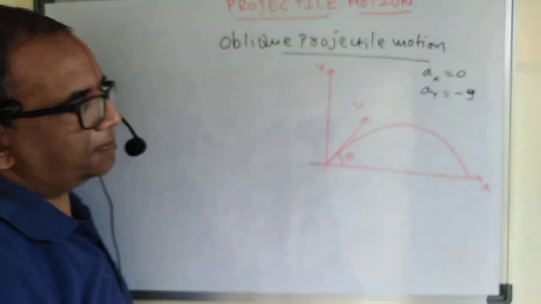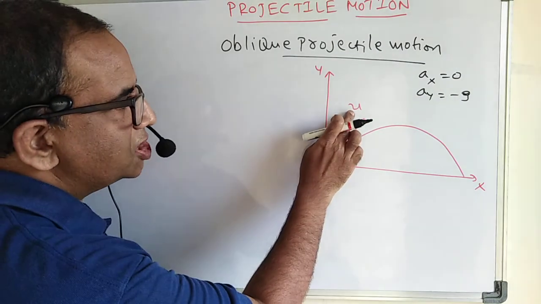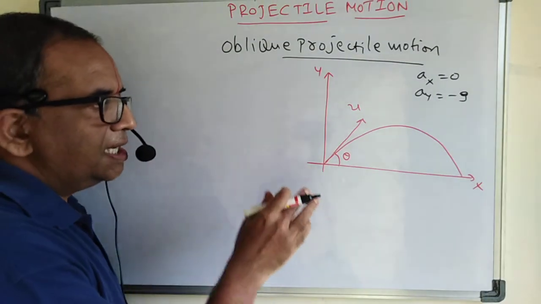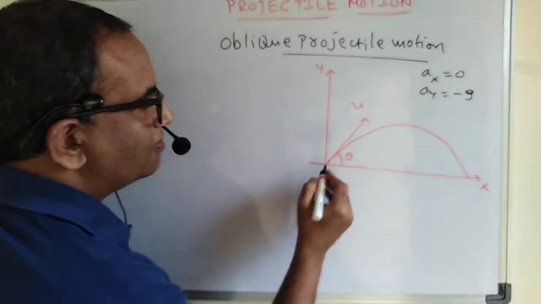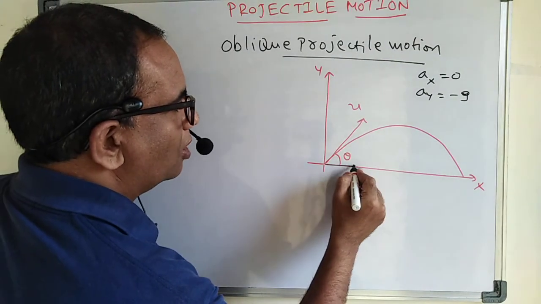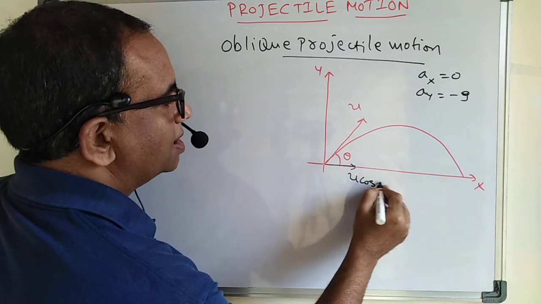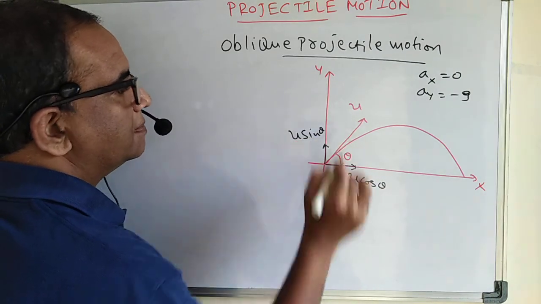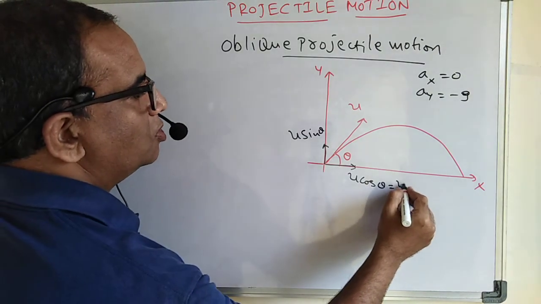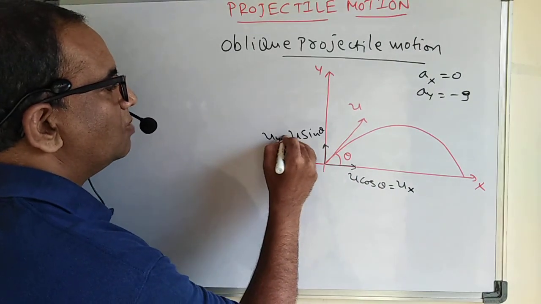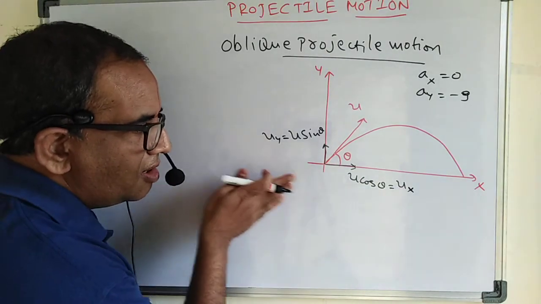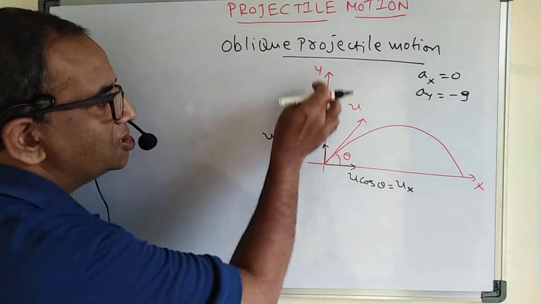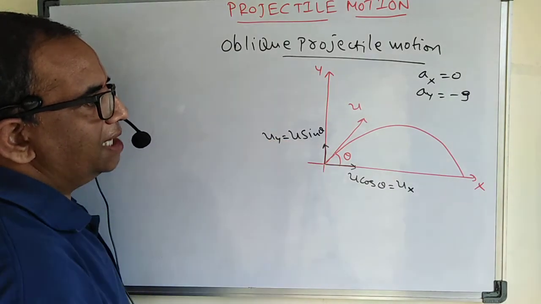Then this is the initial velocity u, but let us express this initial velocity in terms of the x and y axes. Carefully, if I resolve u into two components, this is u cos theta and this one is u sin theta. You can also call them ux and uy. The initial velocity along the x-axis is u cos theta, and the initial velocity along the y-axis is uy, u sin theta.